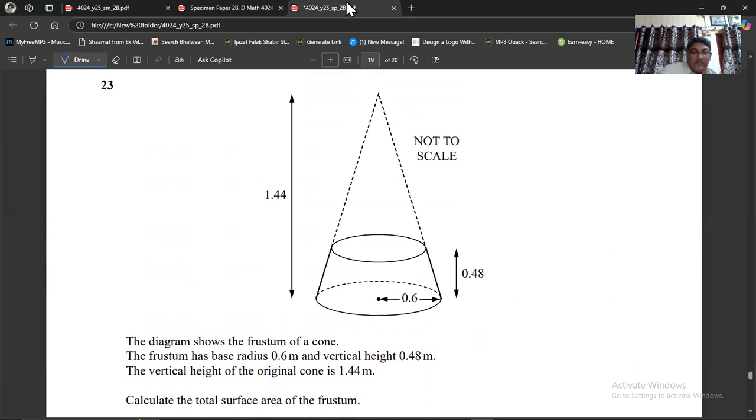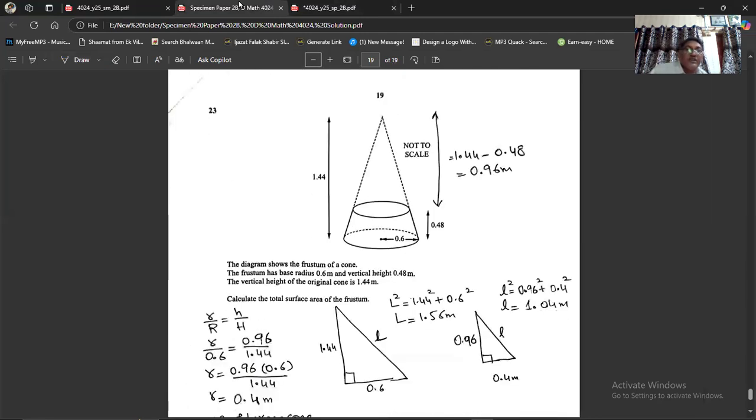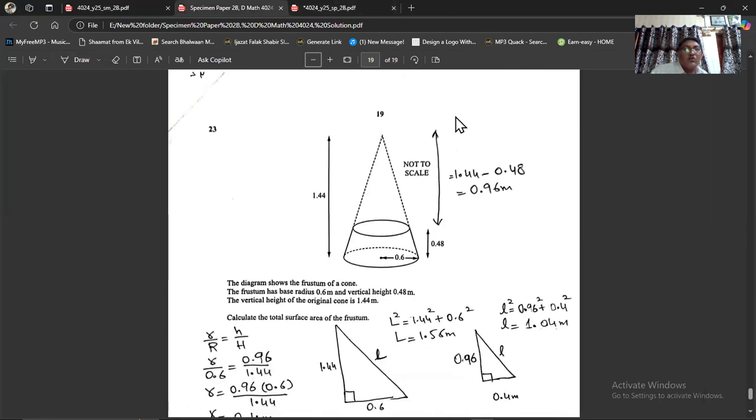So first of all, you see this large cone and this smaller cone. I will try to find out the height of this smaller cone. The big cone's height is 1.44 and this is 0.48. So from 1.44, I will subtract 0.48 and I will get the height of the cone which is to be cut, and the height of that cone will become 0.96.